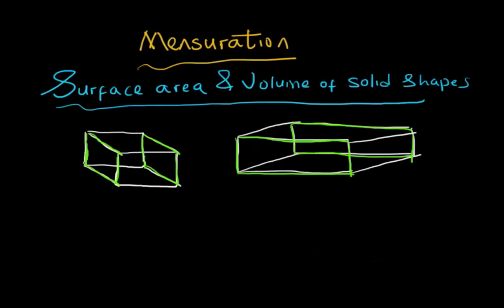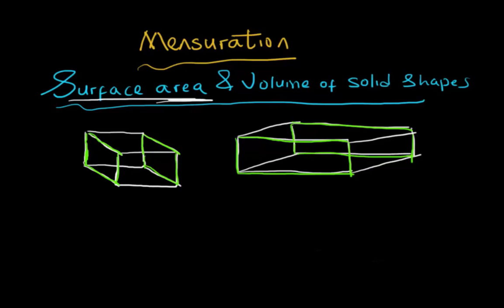Surface area and volume of solid shapes. Now, the first thing I want you to notice is that we cannot have area of solid shapes. Remember, I told you that area is basically the space occupied by a flat shape. So we can't have area of a solid shape. Instead, we can have surface area of a solid shape.